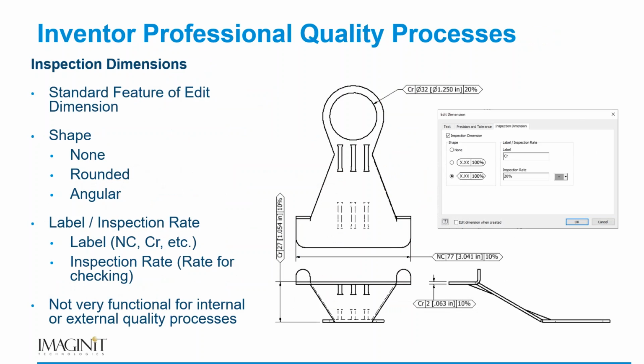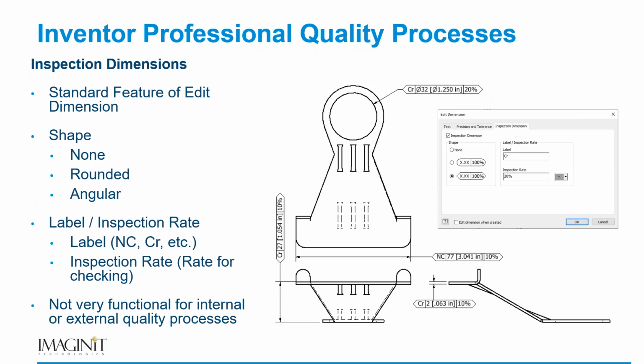Let's start off with Inventor. So Inventor has had the ability to create inspection documents for a very long time. It's just not that great, right? So inspection dimensions inside of Inventor allow you, inside of a drawing, to place a dimension, change the type to an inspection dimension, where you can do a round or an angular type of shape to it. You can then label it as a non-critical or critical dimension and tell it what the inspection rate is.